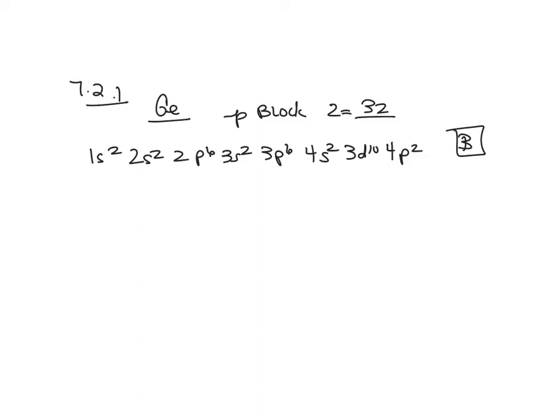Now you can go to the noble gas right before, and you can make all of this argon. And then you would just do 4s2, 3d10, and 4p2. But that wasn't an option. Don't worry about 7.22.